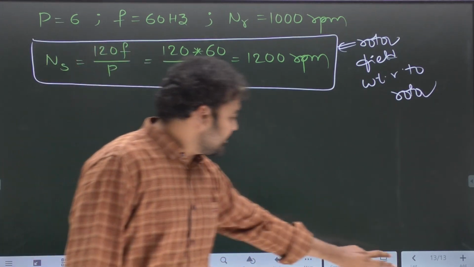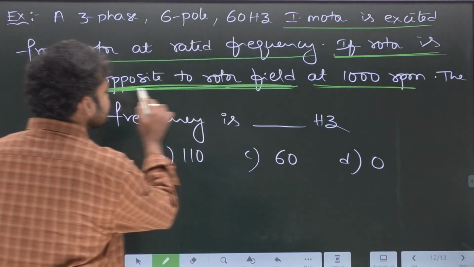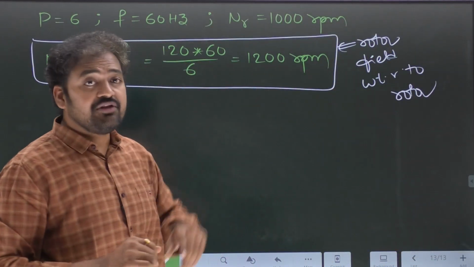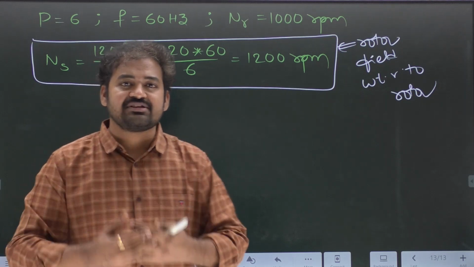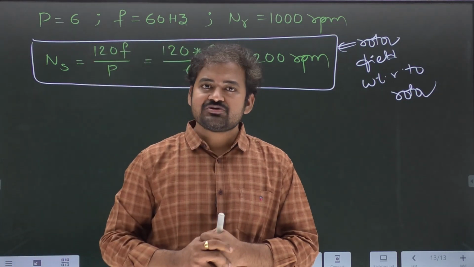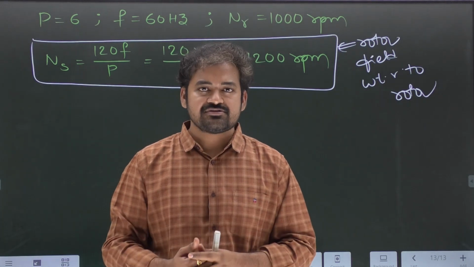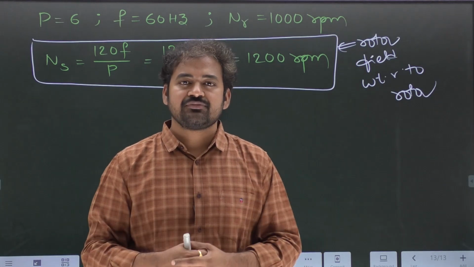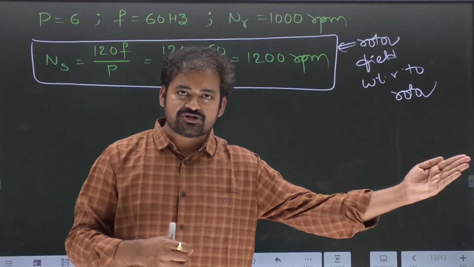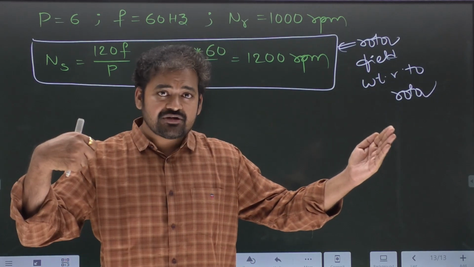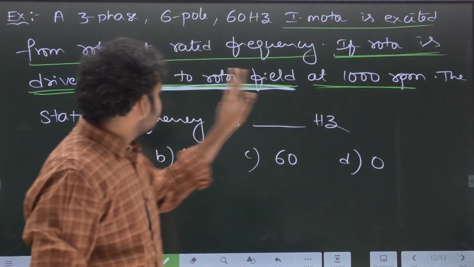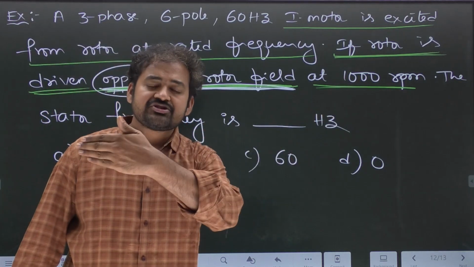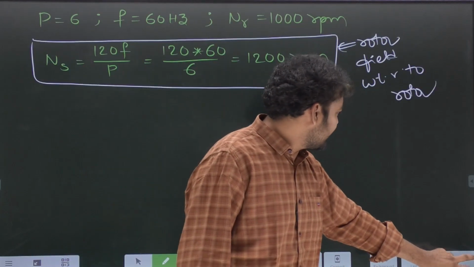But the important thing is, was the rotor rotated in the direction of the rotor field or the opposite direction? Opposite direction. First tell me, the rotor field will rotate in which direction, forward or backward? It depends upon the sequence. But nothing is given about the sequence in the question. That means by default we have to consider positive sequence. Therefore, the rotor field is rotating in the forward direction, positive sequence. If the rotor field is rotating forward, the rotor is driven in the backward direction, because it was given that the rotor is driven opposite to the rotor field. That means the rotor was driven in the backward direction at how much speed? 1000 rpm.